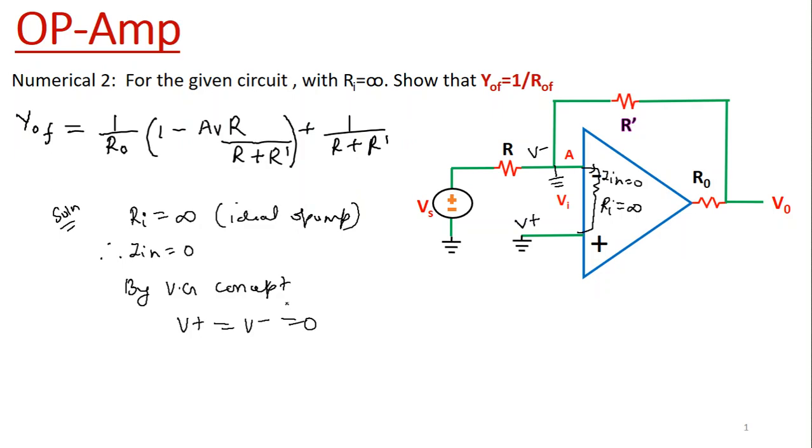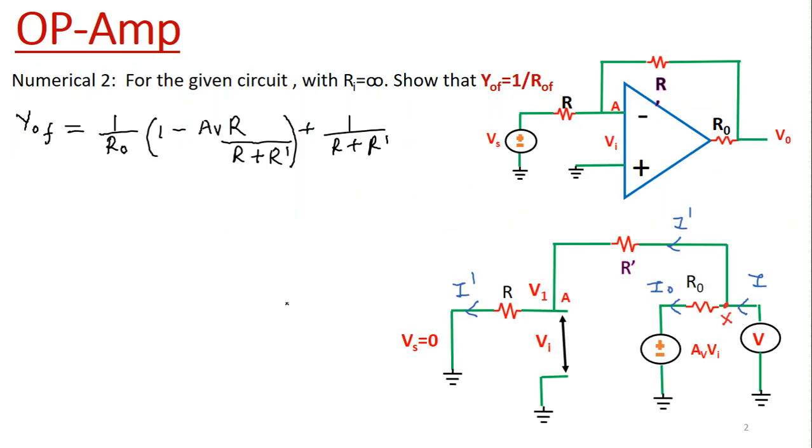Now we have to find out the output resistance with feedback, looking into the output terminals. Here it will be ROF. So this circuit diagram can be drawn with the help of the equivalent circuit of the operational amplifier. So this operational amplifier is replaced by its equivalent circuit. This is the resultant circuit diagram.